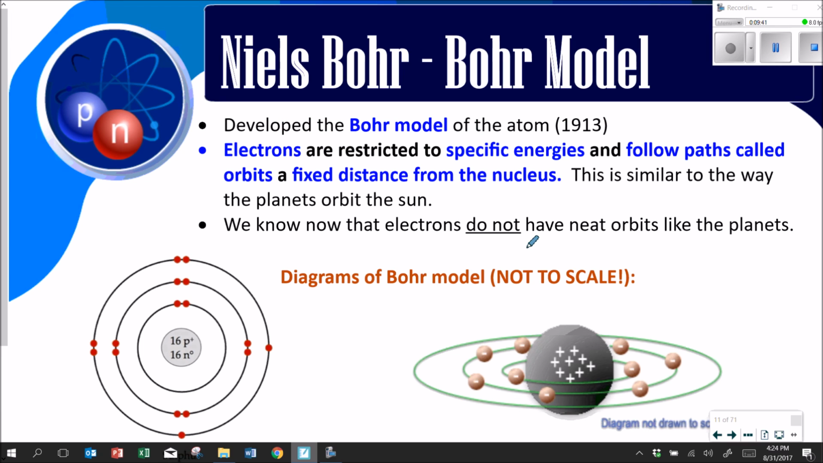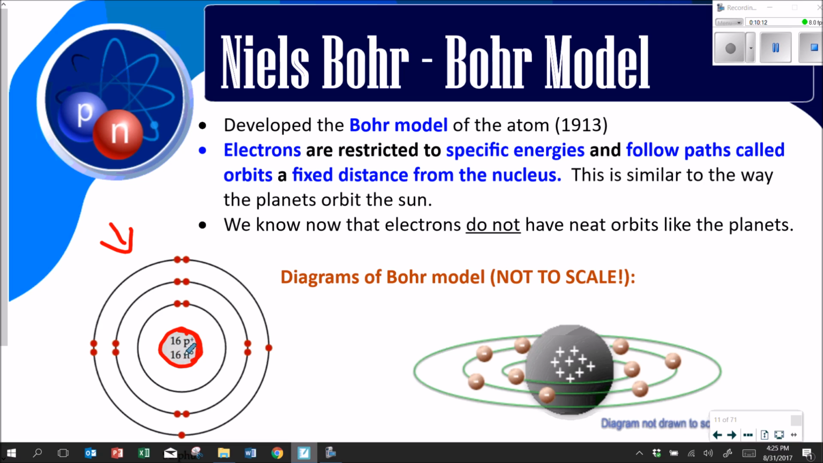A few years later, in 1913, came Niels Bohr. He developed the Bohr model of the atom, and he said that the electrons have to be restricted to specific energies and follow paths called orbits, a fixed distance from the nucleus. So here's the Bohr model over here. It is absolutely not to scale because the nucleus is infinitely smaller than this, but there are the protons and the neutrons inside the nucleus.